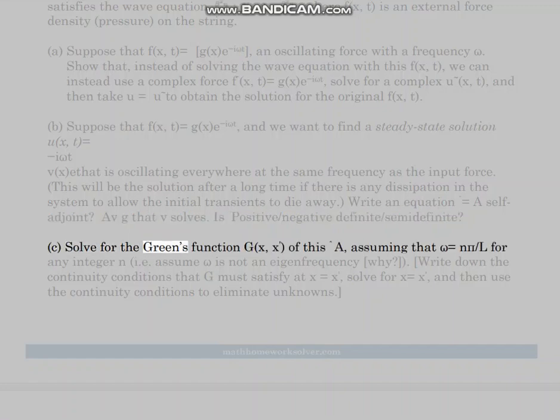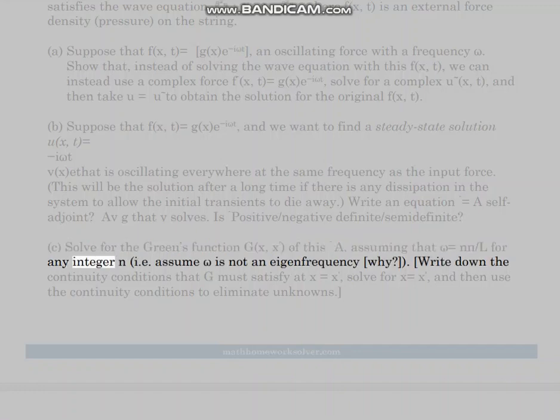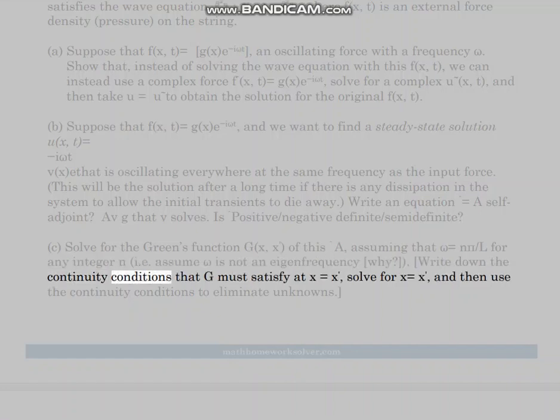C. Solve for the Green's function g(x,x') of this A, assuming that ω is not equal to nπ/L for any integer n, i.e. assume ω is not an eigenfrequency. Write down the continuity conditions that g must satisfy at x equals x', solve for x less than and greater than x', and then use the continuity conditions to eliminate unknowns.